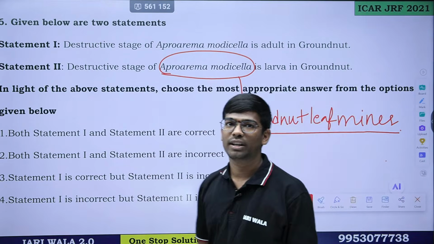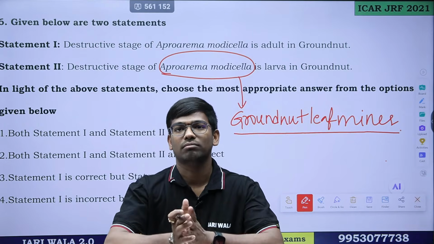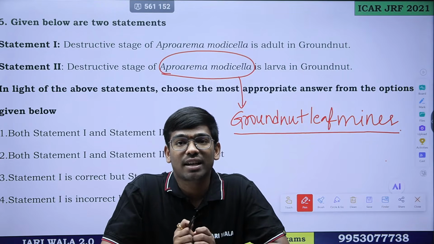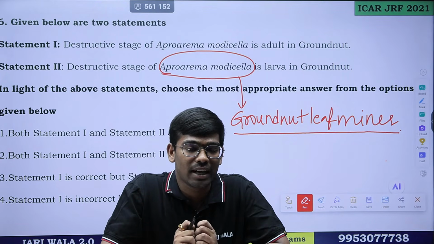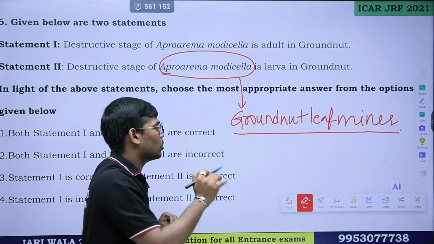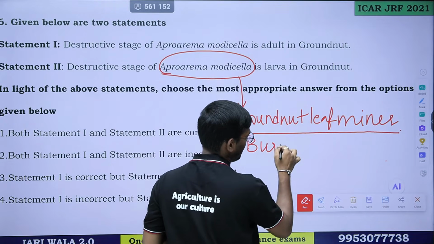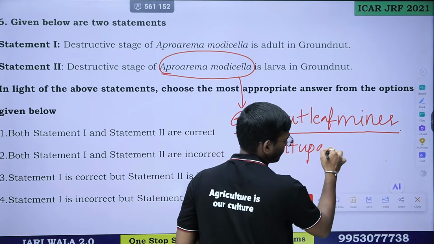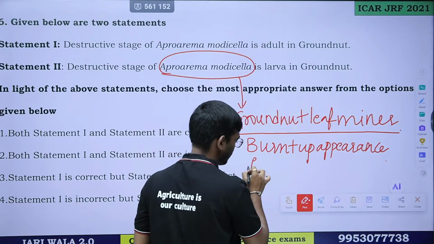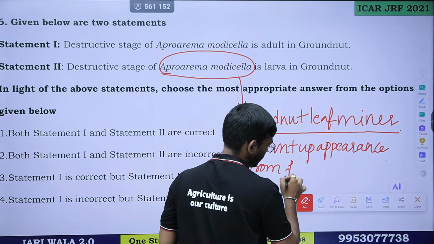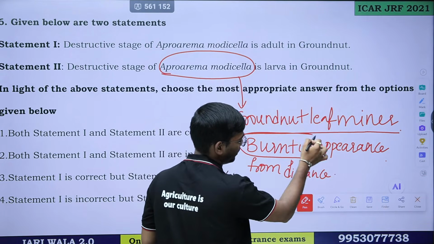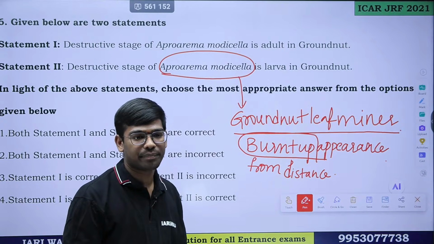Okay. So what is its biology or the nature of damage? The larva mines into the leaves, then after it starts feeding where the leaves get distorted, then after it will be dried in the later stages. So we can see the burnt up appearance. So the important symptom is burnt up appearance from the distance. So it is the peculiar symptom in case of the Aproaerema modicella.